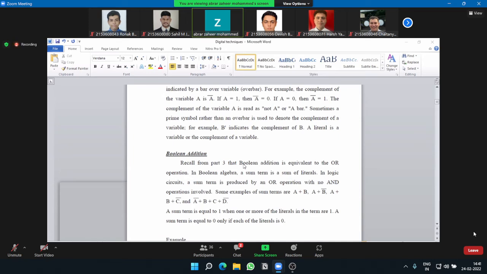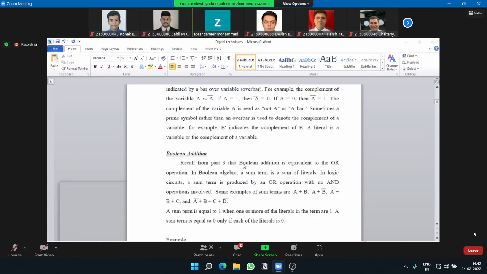In Boolean algebra, a sum term is the sum of the literals. In a logic circuit, a sum term is produced by an OR operation with no AND operation involved. What are the examples of the sum terms? A plus B, A plus B bar, A plus B plus C bar. All these are examples of Boolean addition.